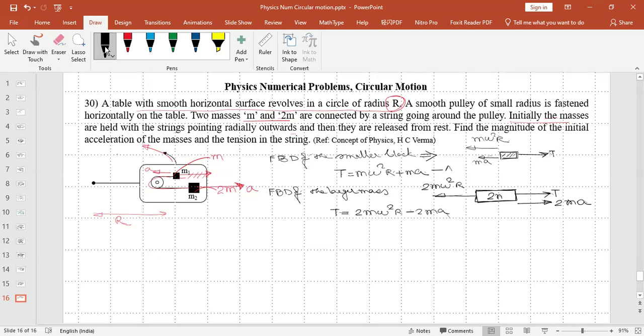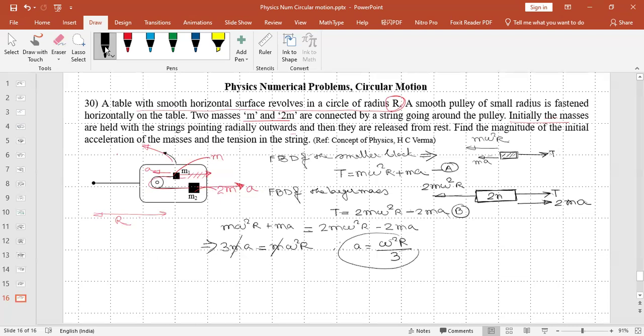Now you just equate equation A and B. If you equate equation A and B, what you find is m omega square r plus ma is equal to 2m omega square r minus 2ma. Now if you bring the ma terms to the left-hand side, we find 3ma is equal to m omega square r. You cancel m on both sides. Therefore, what you find, a is equal to omega square r by 3. This is the acceleration they want.